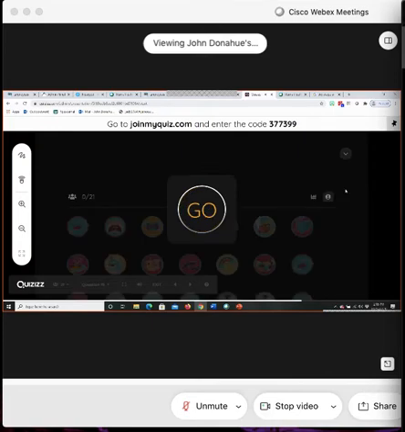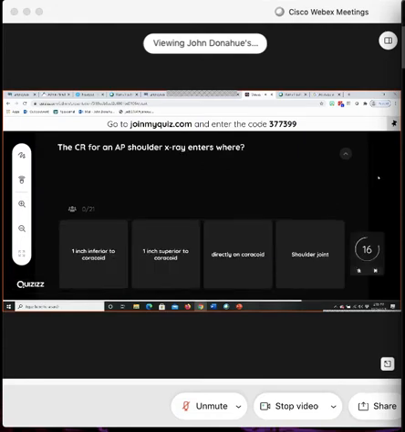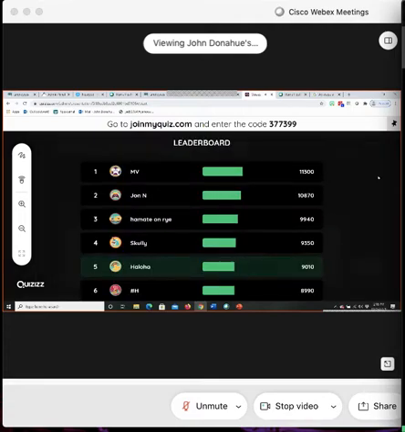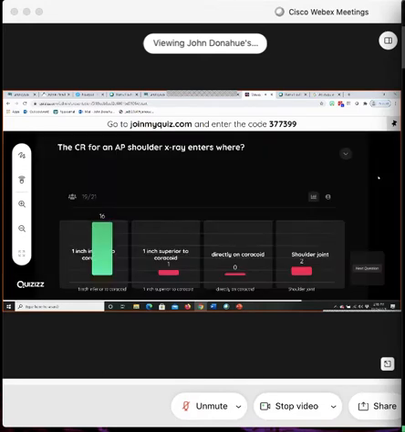CR for an AP shoulder x-ray enters where? That's going to be 1 inch inferior to the coracoid. 1 inch inferior to the coracoid. And that goes for every type of shoulder, by the way, whether external, internal, or neutral rotation. They're all 1 inch below the coracoid. AP shoulder.